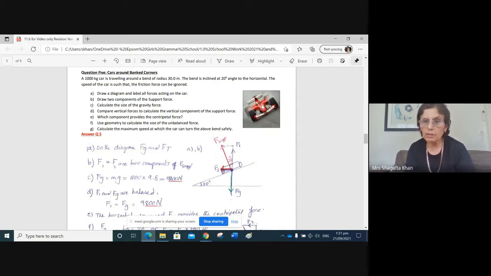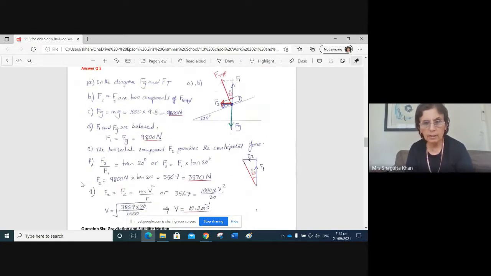Now, since this car is moving at the same vertical position, it's not going up its path or slipping down its path, therefore these two forces are equal. Fg is equal to F1. And what is F1? F1 and F2 are the components of the support force. So if we know this one, because we know Fg, then using geometry, we can find out either the support force or this force. So this is the unbalanced force, which is at this instance towards the center of this motion. And that is providing the centripetal force.